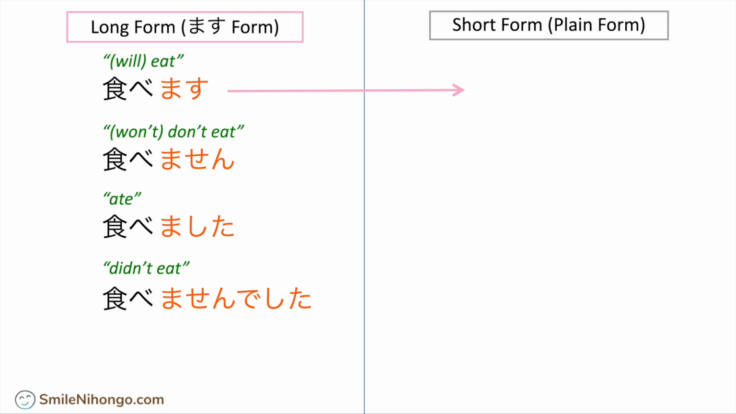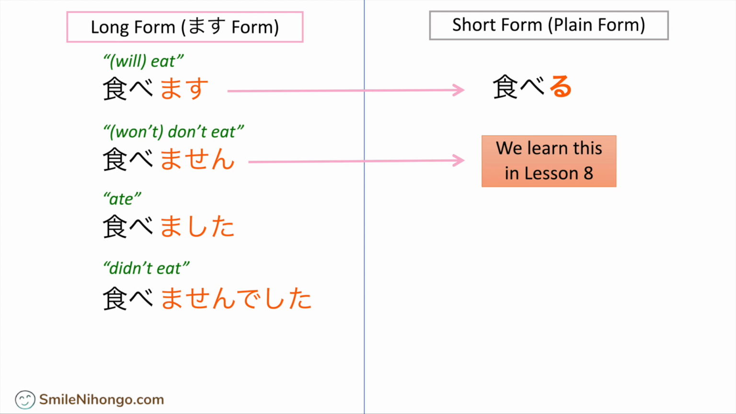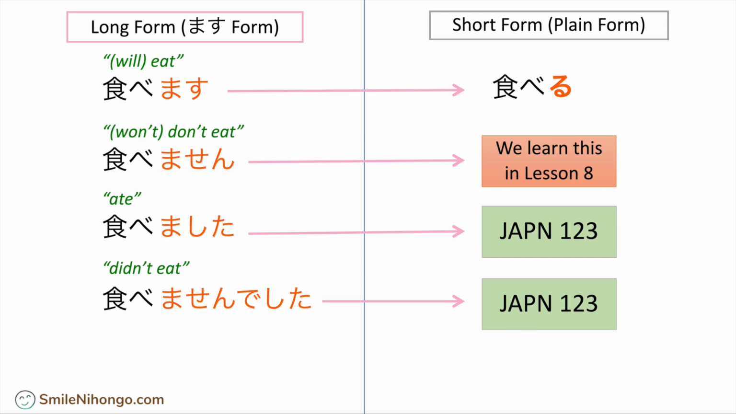You already know the plain form of 食べます, which is the same as the dictionary form, 食べる。 Now we are going to learn how to say the negative 食べません in plain form. That's what we are going to learn in this lesson, Lesson 8. Just so you know, for the past tense, ate and didn't eat, we are going to learn them in the next quarter in Japanese 123.